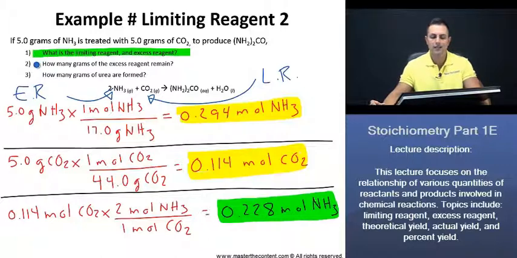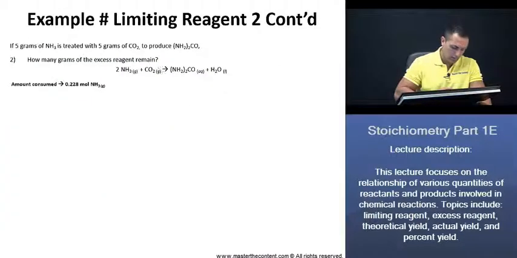How many grams of the excess reagent remain? Great. To find the amount of grams of the excess reagent that remain, and the excess reagent, as we said, is the ammonia, what we can do is take the amount of moles of ammonia that is being consumed, use its molar mass, and convert this into grams. Then we'll know the amount of grams of ammonia that is being consumed, and subtract that from the initial amount, which is given to us up here as 5 grams, and we'll know the amount of grams of the excess reagent that remain. Great, let's do that now on the next slide. Perfect.